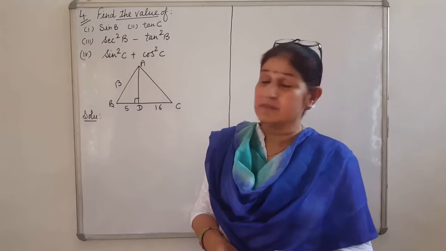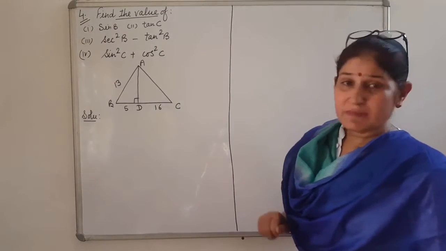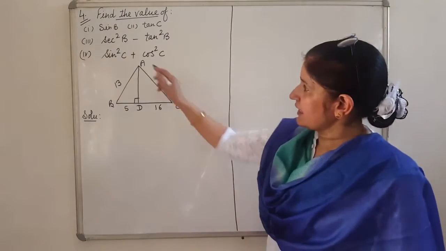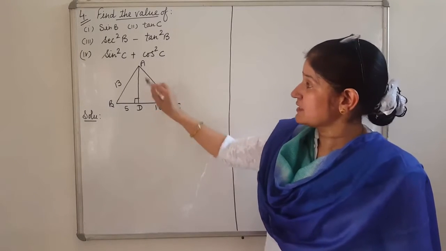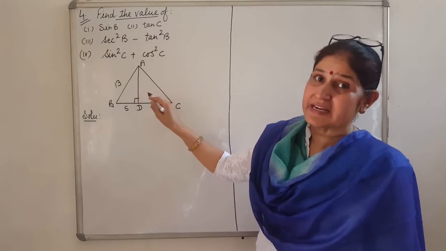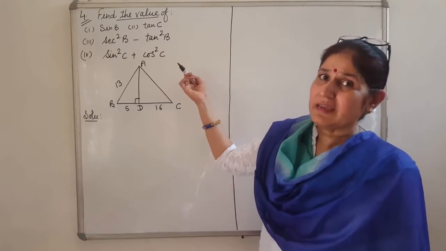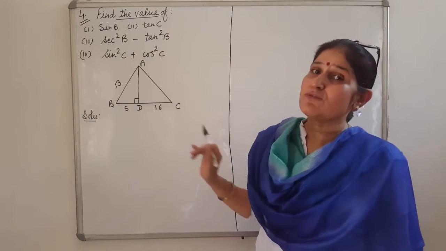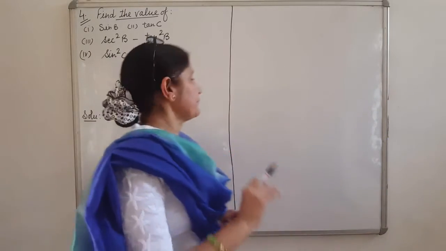Our next question, number 4. Find the value of. The diagram is given in this figure. What is given? We have a triangle ABC in which AD is perpendicular. That means this AD is dividing this triangle into two parts and each triangle is a right angle triangle, because without a right angle triangle you cannot calculate the angles. So whatever length of sides are missing, first of all we have to find by using Pythagoras theorem.